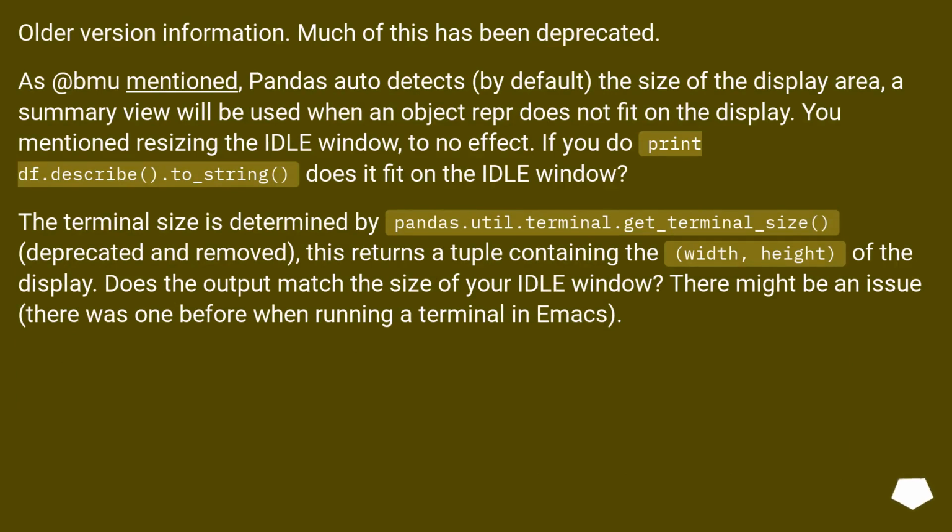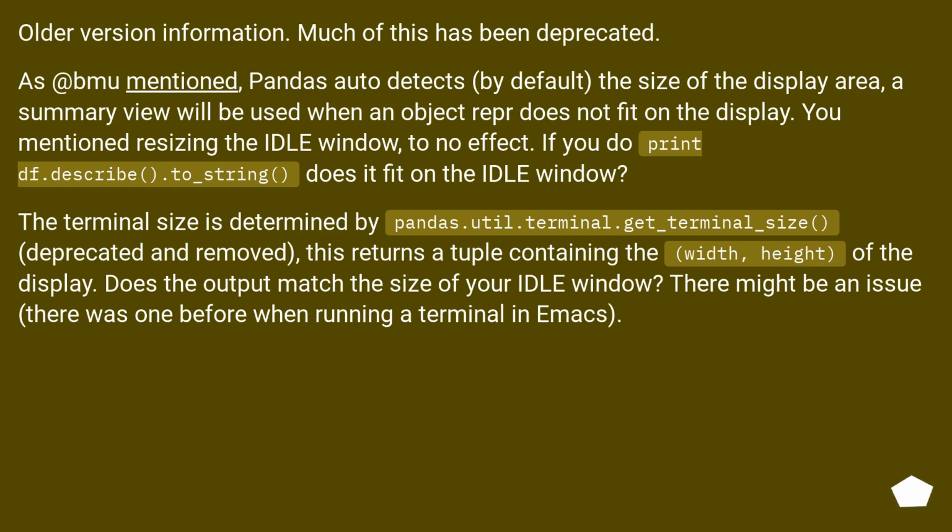Older version information. Much of this has been deprecated. As mentioned, Pandas auto-detects by default the size of the display area. A summary view will be used when an object repr does not fit on the display. You mentioned resizing the IDLE window, to no effect. If you do print df.describe().to_string(), does it fit on the IDLE window?